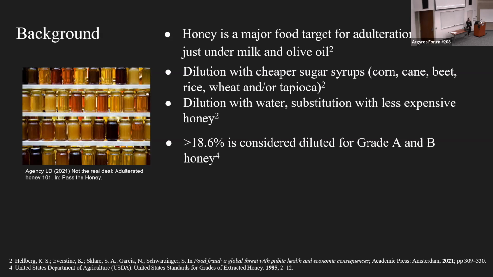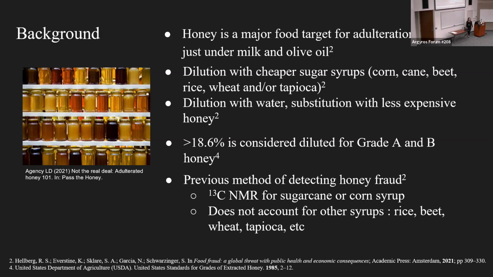Anything over 18.6% moisture is considered diluted for grade A and B honey, according to the USDA. Previous methods for detecting honey fraud include carbon-13 NMR, but this is only for sugarcane and corn syrup, and it doesn't account for other sugar syrups such as rice, beet, wheat, and tapioca. So that's where my project comes in.